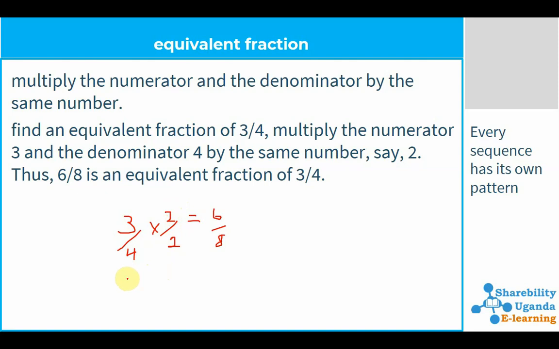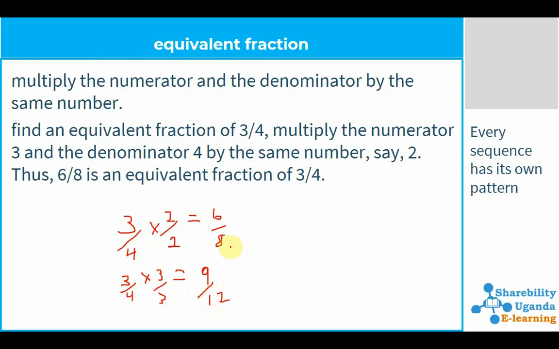Let's try out some other equivalent fraction from the number given. Let's try a 3 and see whether we can get an equivalent fraction, which means the same as this. Let's multiply by 3. Our answer shall be 9 over 4 times 3, which is 12.